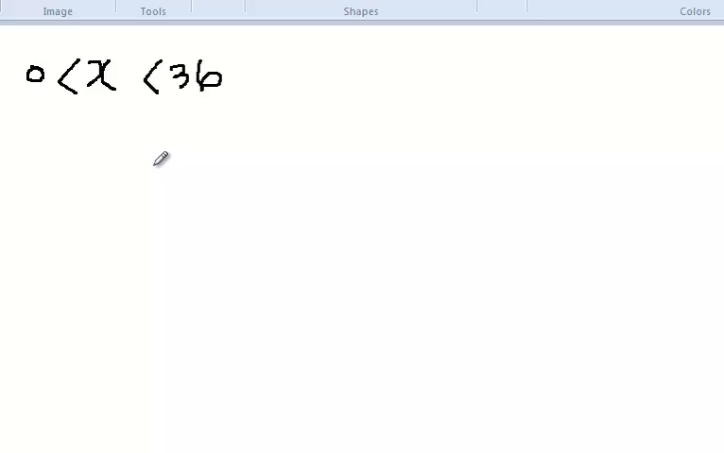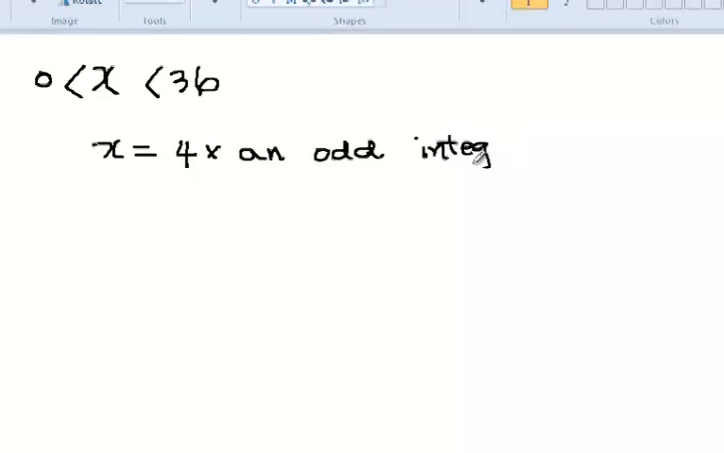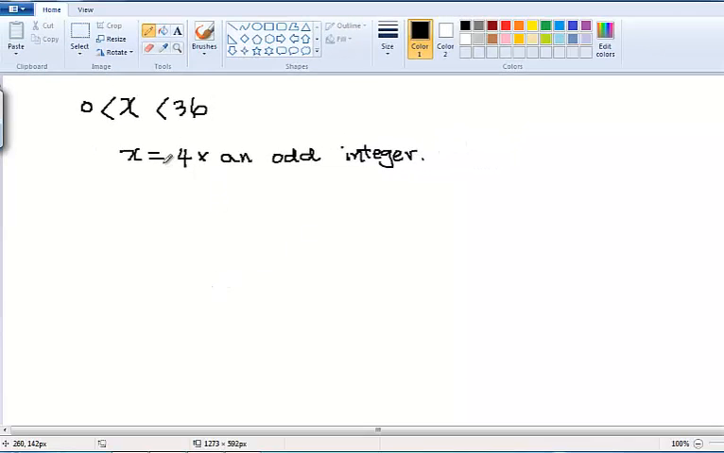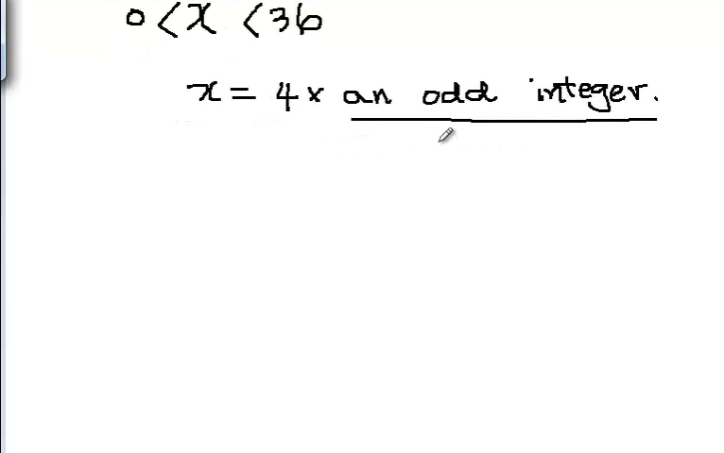That's one condition given. And the other is that x is equal to 4 times an odd integer. Okay? Alright, so I'm looking for the positive integer x, which is less than 36, and also at the same time it must be 4 times an odd number. Okay? Can I put the odd number in this way? 2n minus 1, where n is any integer?